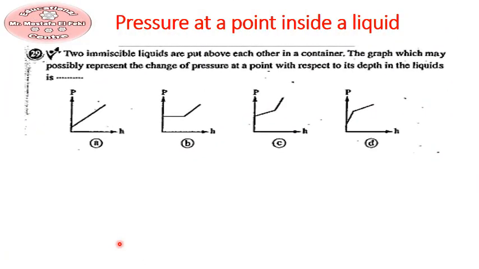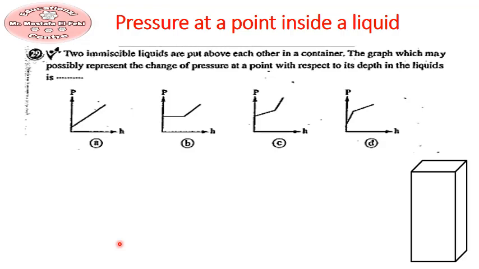Two miscible liquids are put above each other. Which graph may possibly represent the change in the pressure at a point with respect to the depth of the liquids? At the first, we can imagine that these are the two liquids above each other. Then you can say that rho 1 is more than rho 2. Then the slope that indicates rho 1 is greater than the slope that indicates rho 2. And they are exposed to the atmospheric pressure.